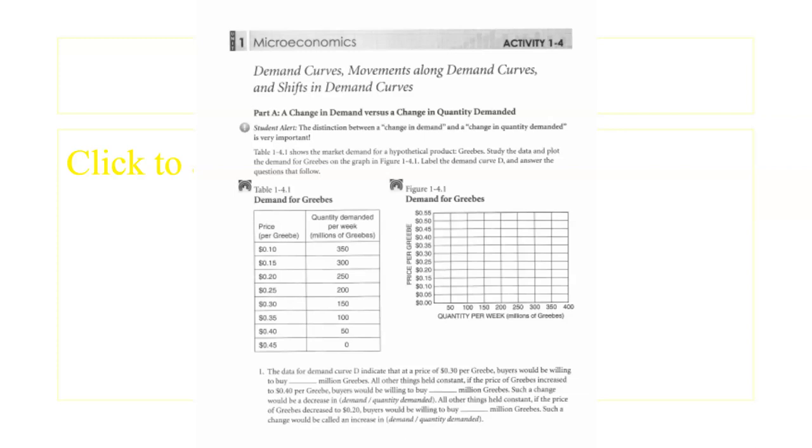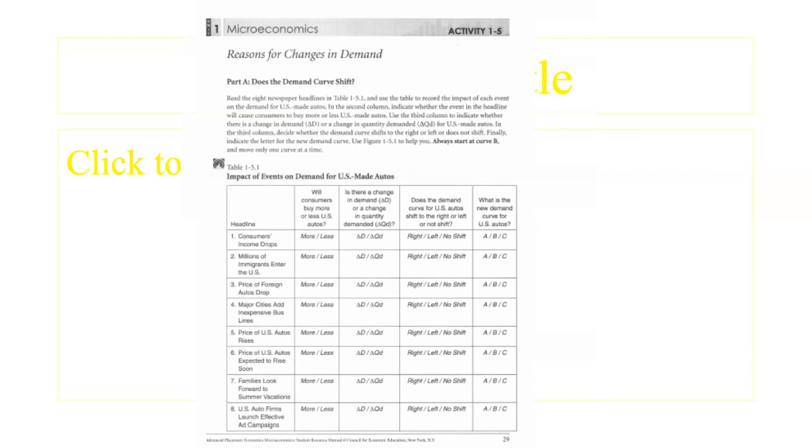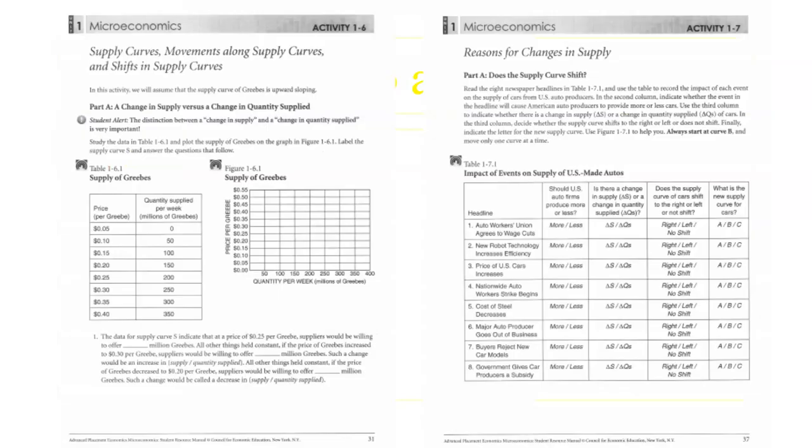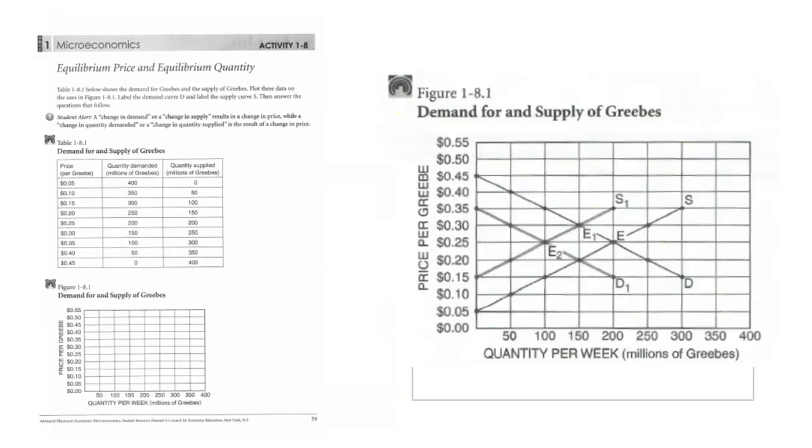Again, what merits a shift in demand? We have activity 1-5, which looks at changes in demand, again, versus moving along the curve versus a shift of the curve. And then we have supply, looking at the same type of thing in 1-6 and 1-7. When do supply curves move versus shifts in the supply curve versus movement of quantity supplied? And what are some of the reasons for changes in supply? So 1-6 and 1-7 are also a couple of really good activities for you to do.